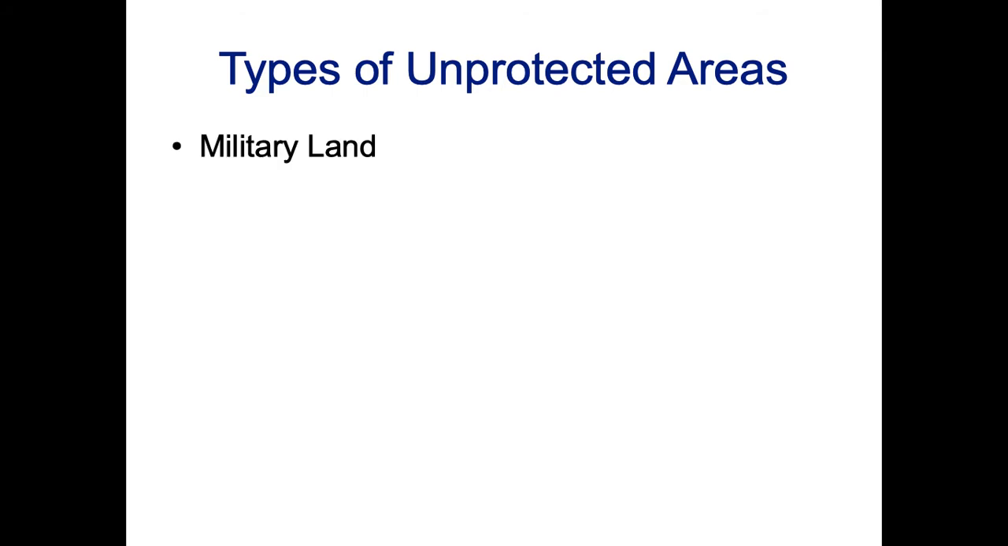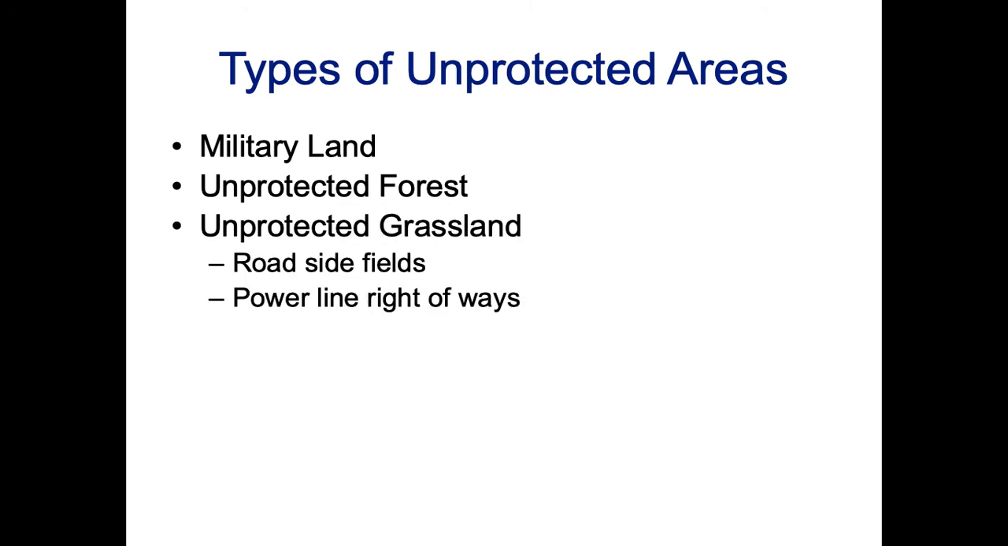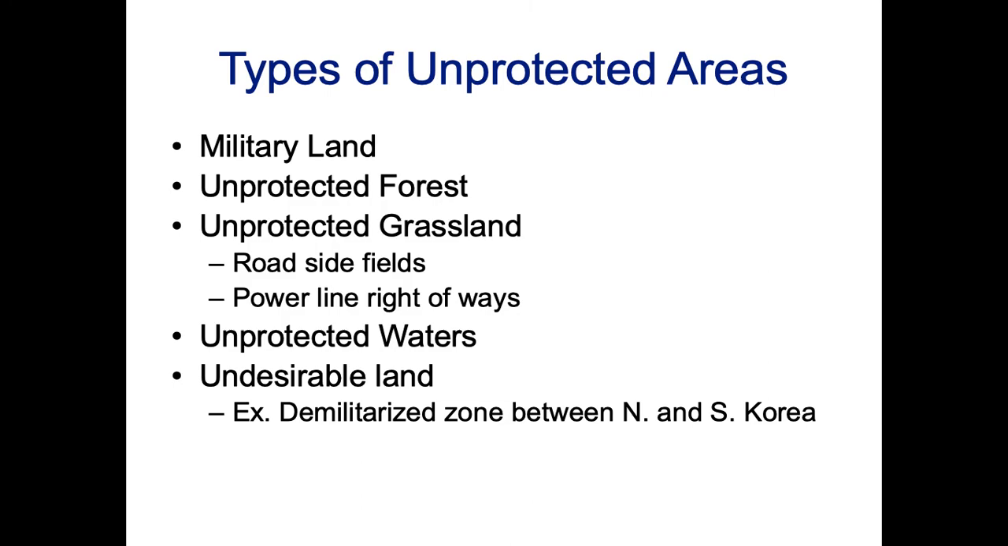There are a variety of types of different unprotected areas. And we'll go through a few of these. I'm just going to list them briefly and then we'll go through them in more detail. There's military land, unprotected forest, unprotected grasslands, which include things like the side of the road and the power line right-of-ways, unprotected waters, and undesirable land, and private land. And so we'll go through all of these when we're talking about conservation in unprotected areas.